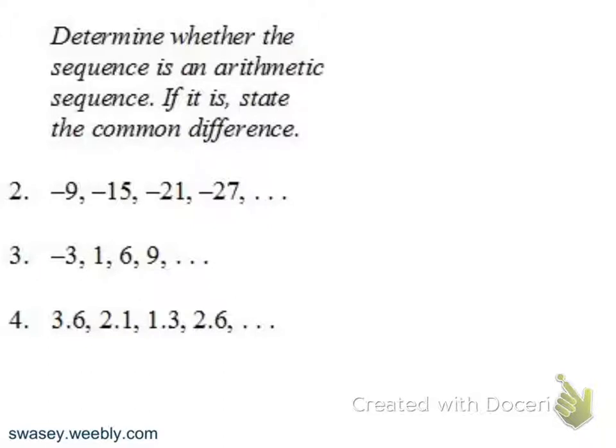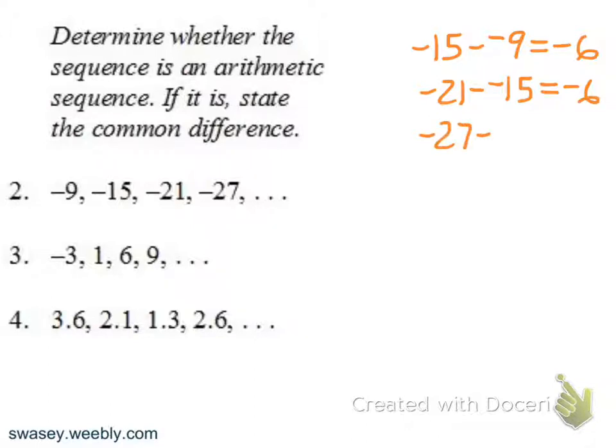Determine if it's an arithmetic sequence. So arithmetic sequences are where we add the same number each time. You can check this with subtraction. Negative 15 minus a negative 9 gives us negative 6. Negative 21 minus a negative 15 is negative 6. And then negative 27 minus negative 21 is negative 6. So for number 2, is it an arithmetic sequence? We'd say yes. The reason is because our common difference is negative 6.